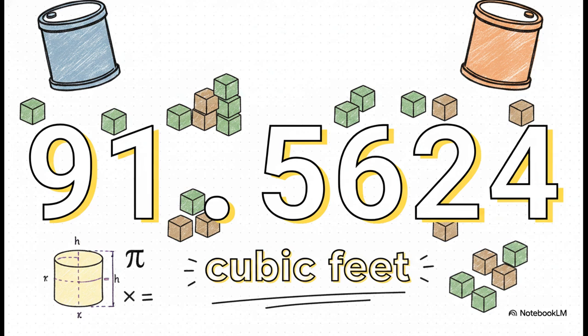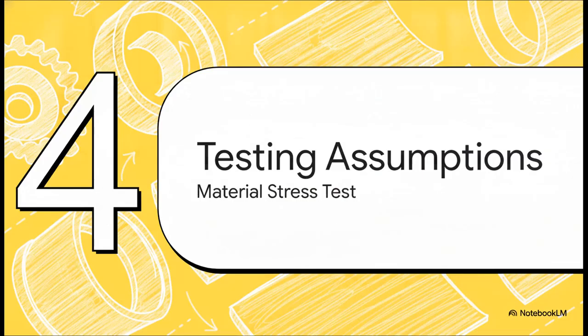But notice the unit we are heavily emphasizing here: cubic feet. A raw number is totally meaningless without the unit. We basically just proved that we can perfectly pack exactly 91 and a little over a half of those 1-foot unit cubes into our drum. Great work!